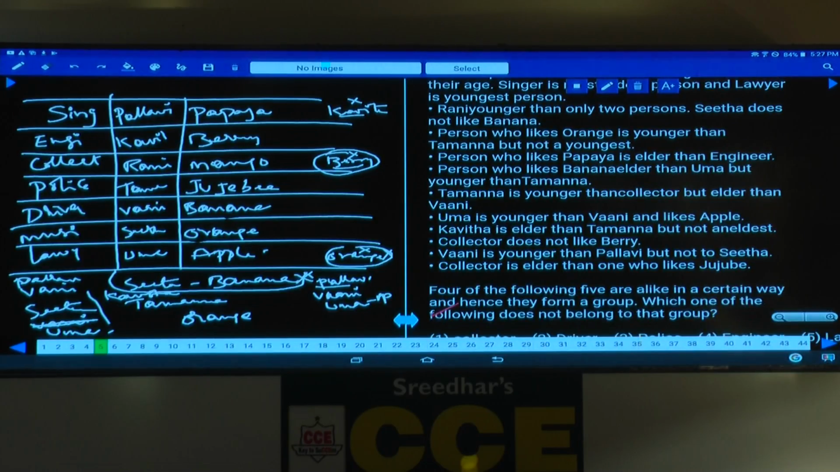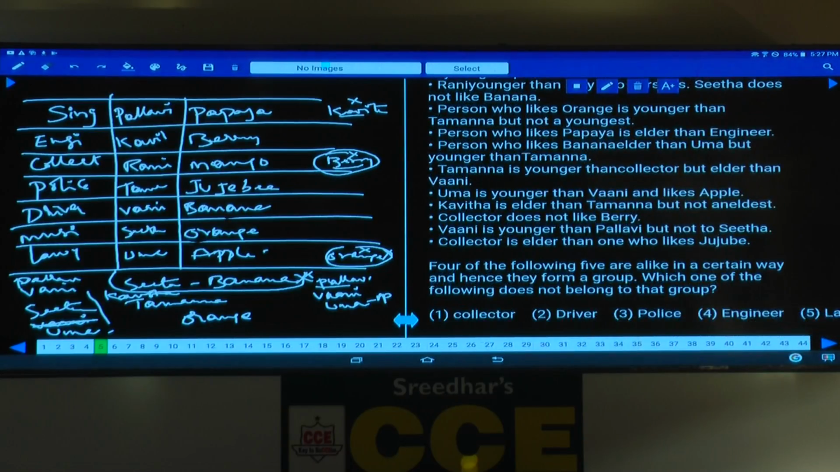Then question number 5. Now in this question number 5, 4 out of the following are alike. That means it is nothing but an odd man out. Collector, driver, police, engineer. And what is the other one? Liar. Yes, tell me what the order is here? Four of the following are alike in a certain way and form a group. Collector, driver, police, engineer.